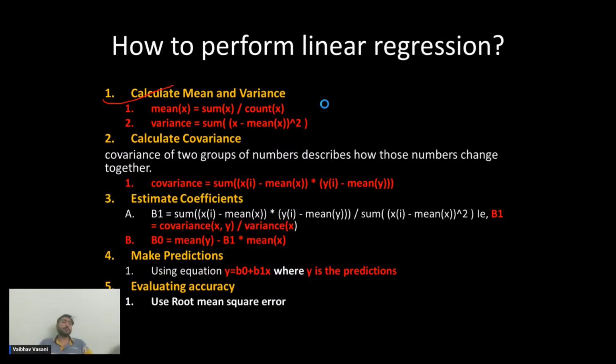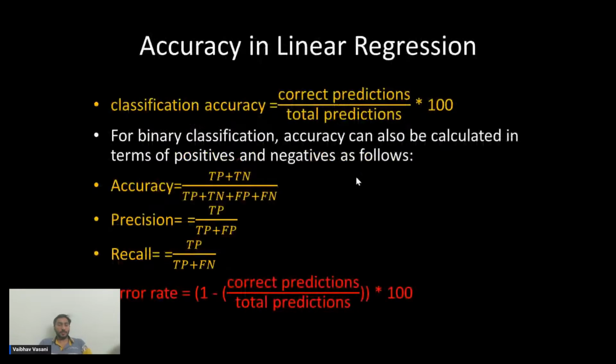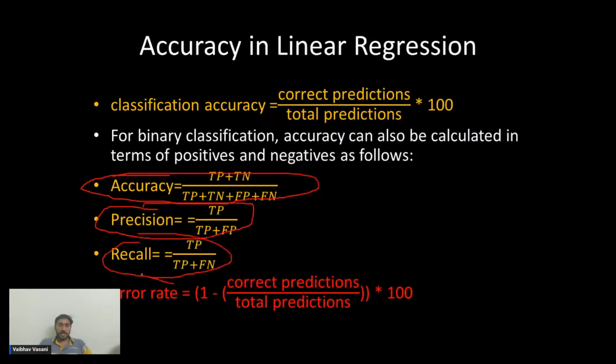So how can we perform linear regression using Python? We require statsmodels and scikit-learn. These are the two topics we are going to learn today. This is for linear regression. Suppose you are performing a classification. We need to evaluate it based on accuracy, precision and recall, to see whether our model is good or not. We use the error rate, and accuracy is calculated as correct predictions divided by total predictions.